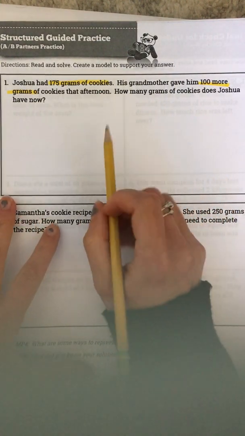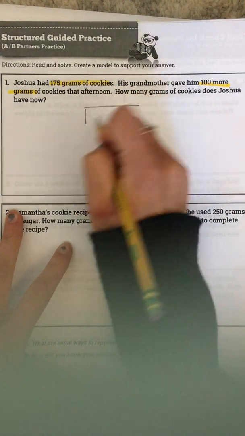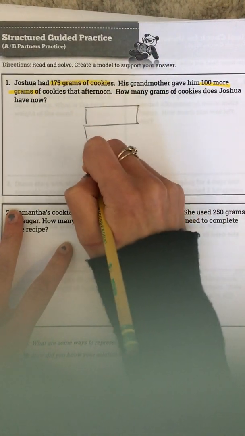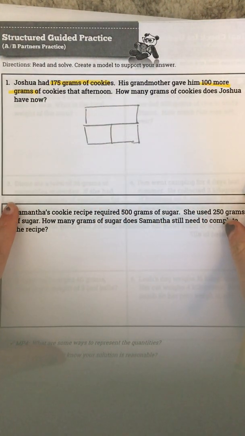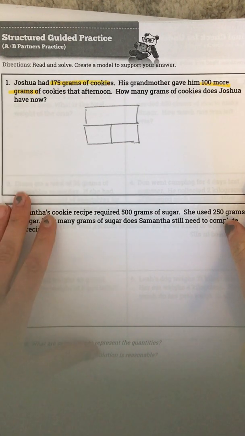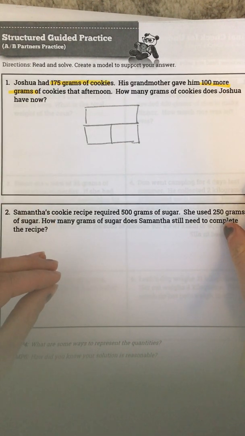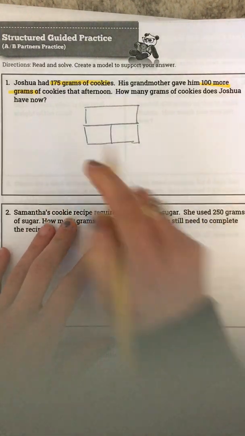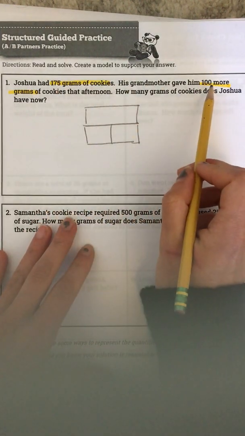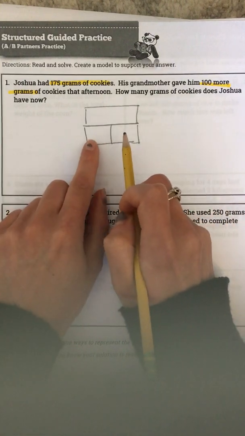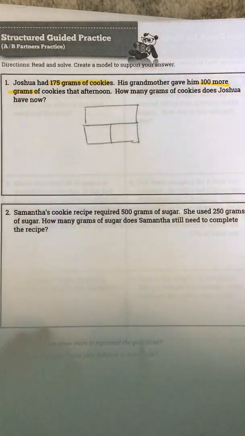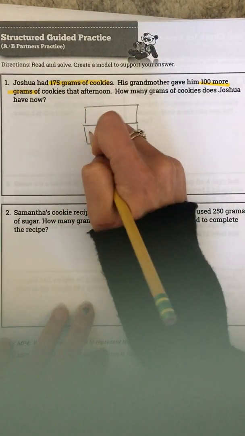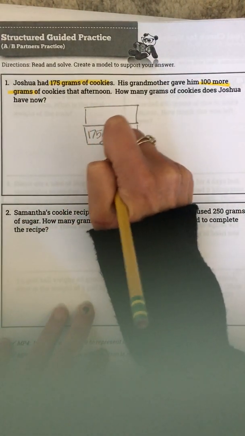Okay, so let's look at this. Let's think about this. And we'll use our part-whole model again, our tape model or our bar model. Okay, so 175 grams, and his grandmother gave him 100 more. So do we know our whole for this? We don't know our whole. He had 175, but then he received more. So we know both our parts, but we are looking for the total that he has now that he got more from his grandmother. So the part that he had first was 175 grams.